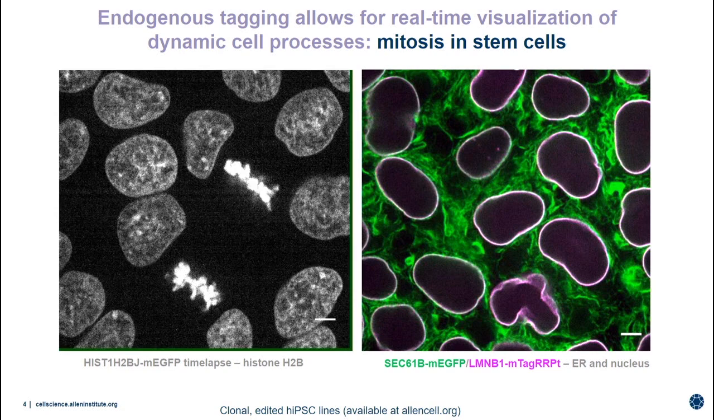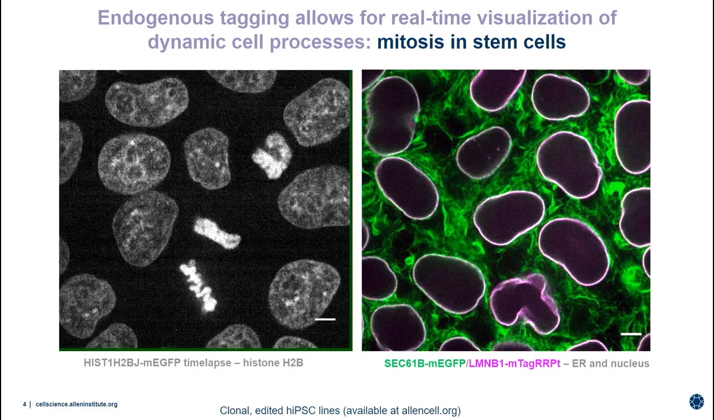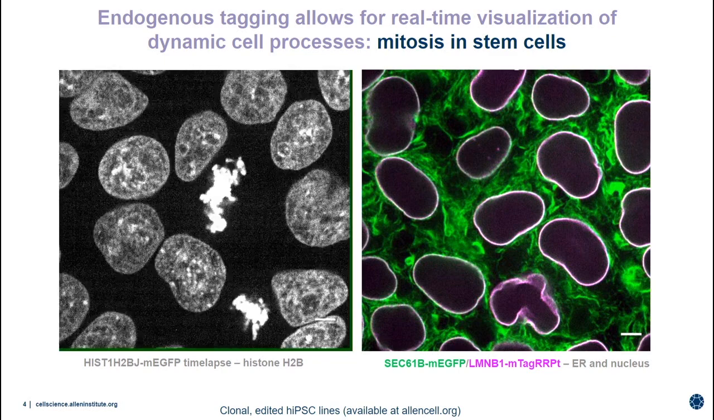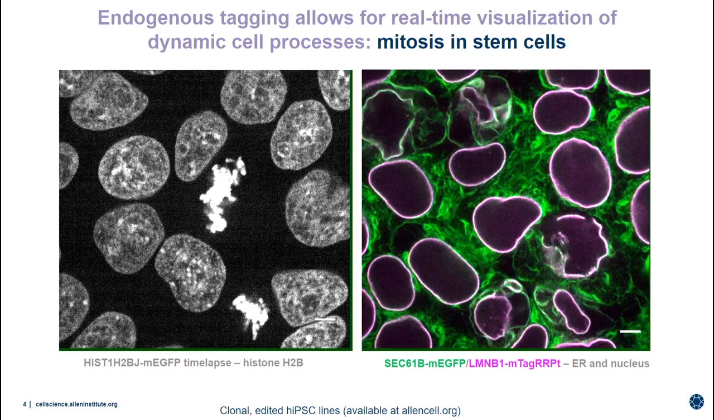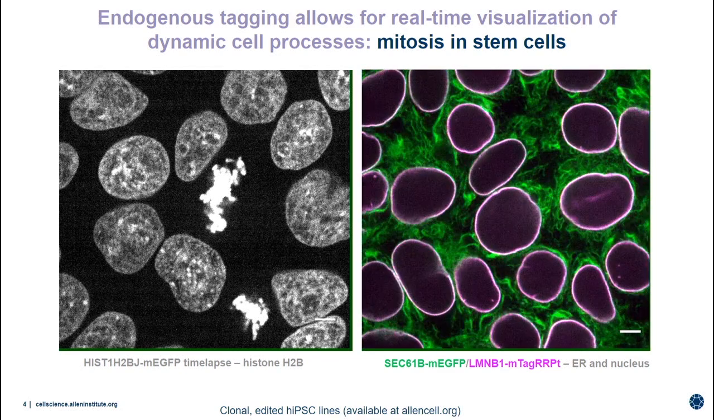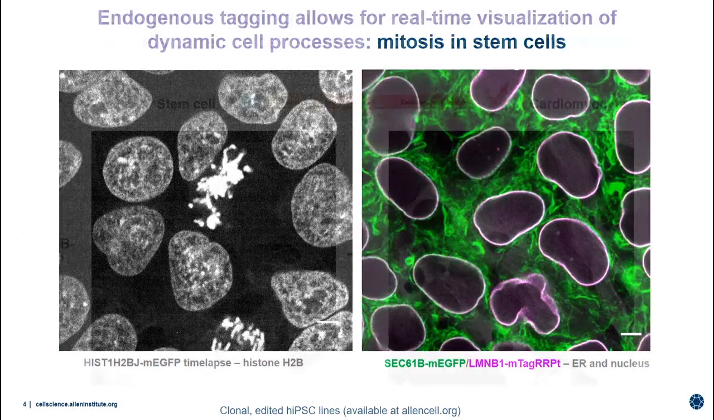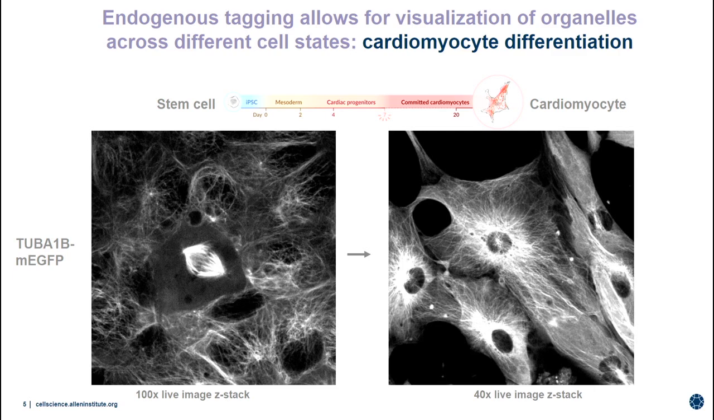We're interested in looking at different cell states. One of the obvious states is the mitotic state, and you can see in this labeled H2B line a really nice example of mitosis occurring. On the right is one of our newer dual tag lines, tagging the endoplasmic reticulum and the nucleus. So we can also see how these different structures and organelles are repurposed and reutilized when the cell changes from one cell state to another.